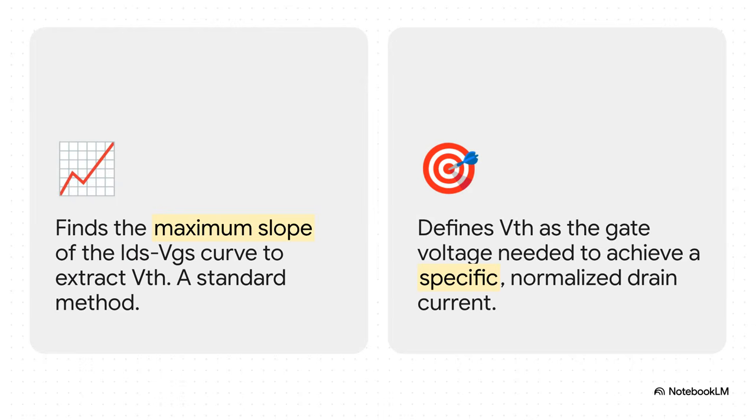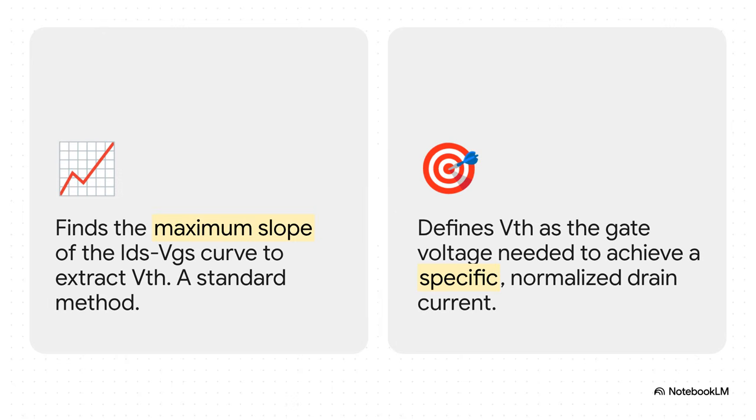And to account for all these effects, our models have to be spot on. It all starts with correctly extracting the threshold voltage. You've got two main ways to do this: the maximum transconductance method, which looks for the steepest part of the curve, and the constant current method, which just finds the voltage you need to hit a very specific current target.